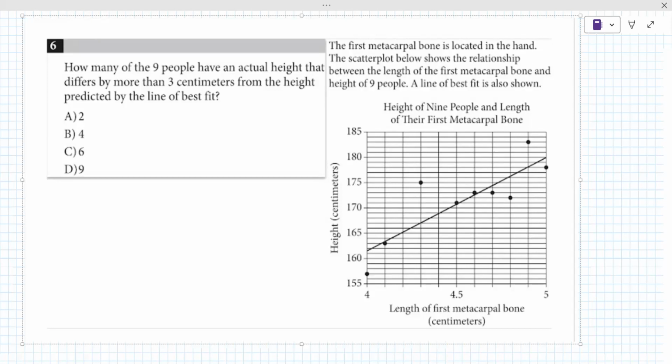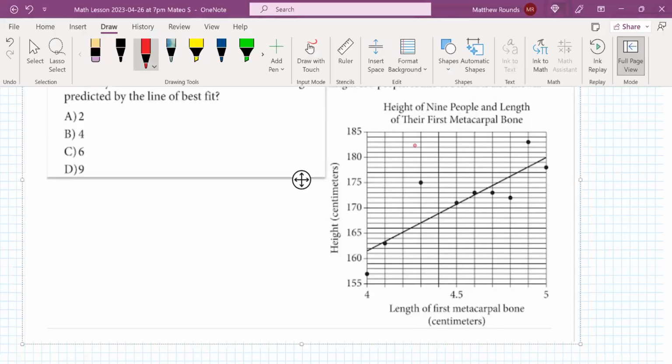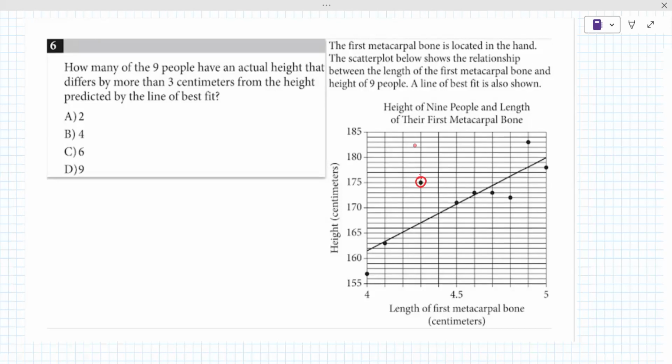All right. So how many of the 9 people have actual height that differs by more than 3 centimeters from the height of the predicted? So you're looking for points, and I'll give you an example of one that is more than 4. This one is more than 4. Yeah. Okay, that one's for sure. That one for sure. And then it's like, well, what about these other ones? And you're just literally counting. And I agree, it is 4.